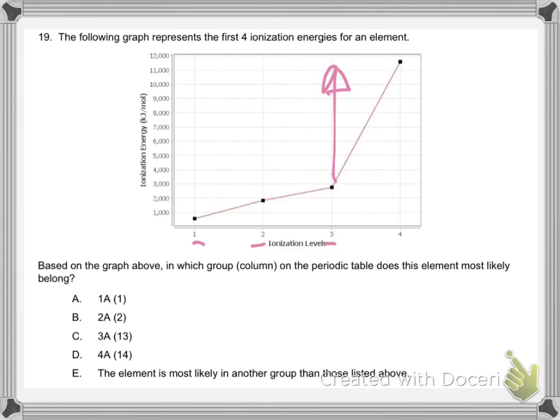And so that tells me that this element is content to have lost 3 electrons. But then once we remove our 4th electron, we've gone in and removed a core electron. And that's why it takes so much energy. And so that tells me I had 3 electrons to give up, so I must be in group 3. Okay.